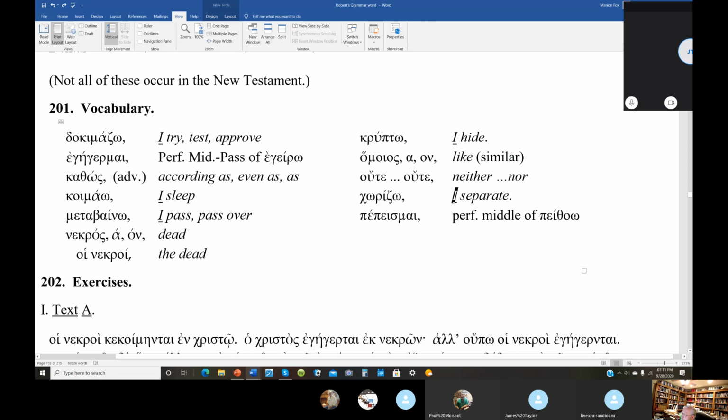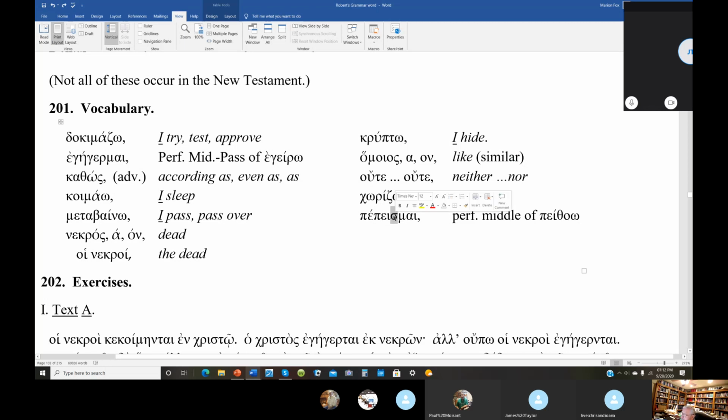And right here's the perfect middle now. There's your my endings, first person singular. And this is from paithoo. And we need to get the root here. But I think there's your root, paith. And so it becomes pay, and the theta becomes a sigma, see?